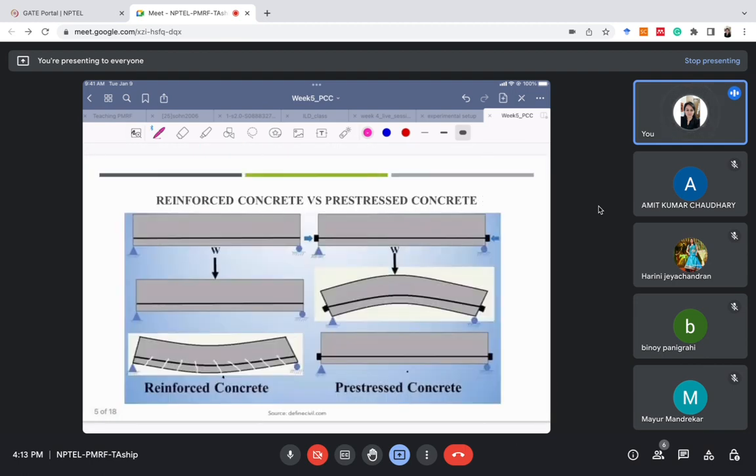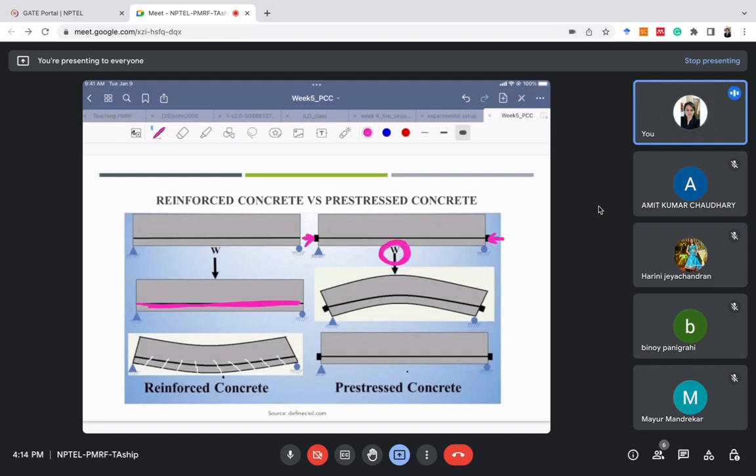So this is done with post-tensioning and pre-tensioning, and this is just the comparison which I've already discussed, the difference between the reinforced concrete and the pre-stressed concrete. In the reinforced concrete, we are just introducing this reinforcement. We are not applying any kind of pre-stress here, but in the pre-stressed concrete, we are applying this pre-stress on the bottom part, because of which it will counter the tensile stress which is generated due to the applied load.